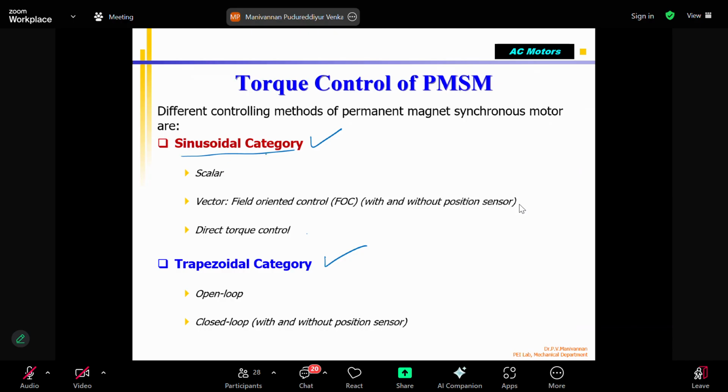You have 3 types of motor speed control. One is called scalar type, the other called vector type, FOC, field oriented control. The third one is called direct torque control.